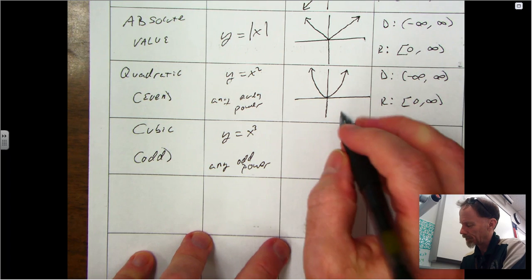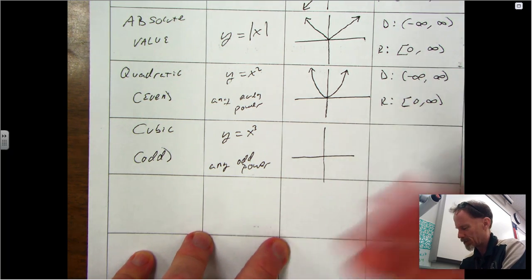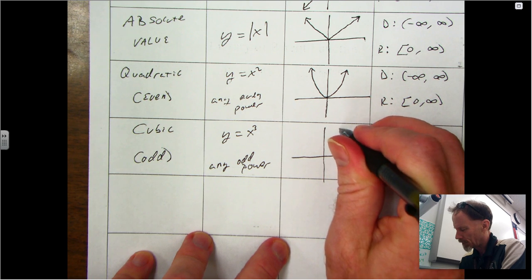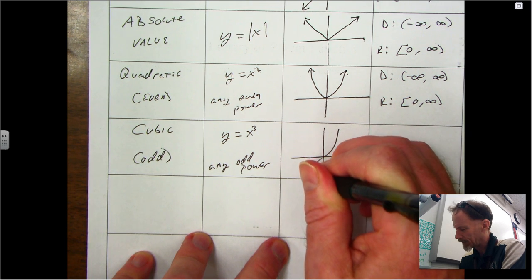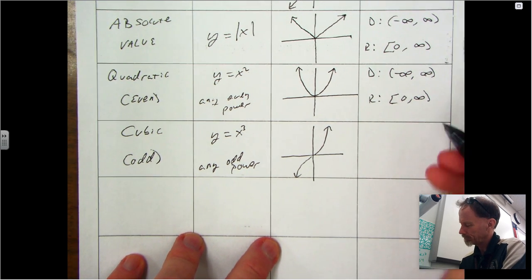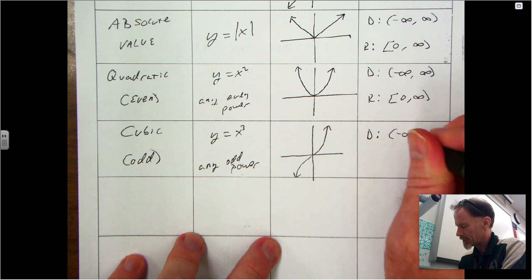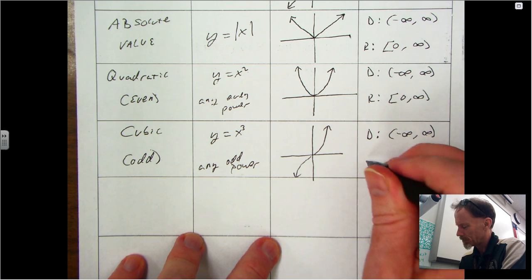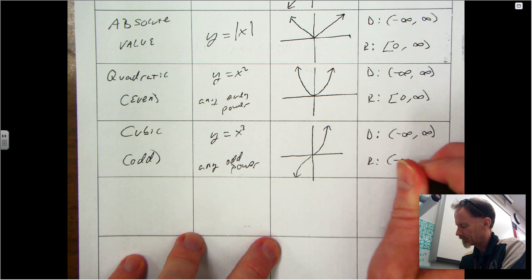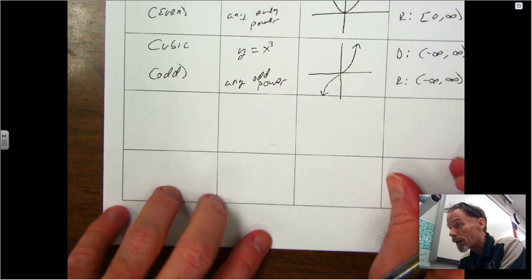Okay, and then the graph of this, again, depending on coefficients and different terms, stuff like that, but in general, the graph of this looks kind of like an elongated S, if you will. And the domain and range of both of these is, you guessed it, all real numbers. Okay. All righty, moving on.